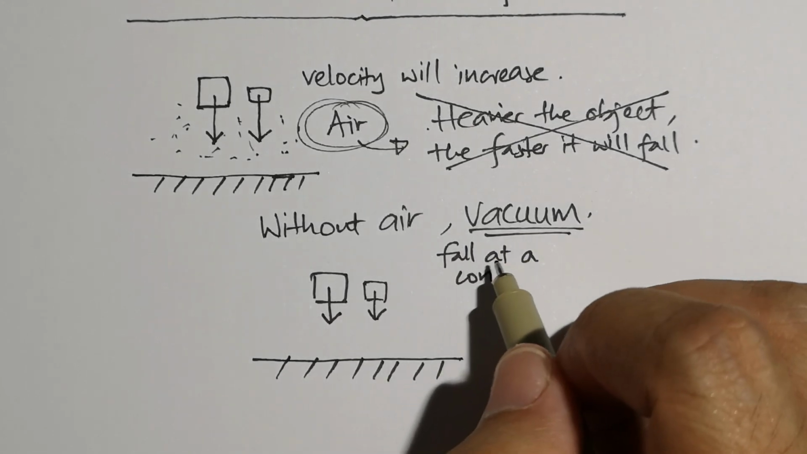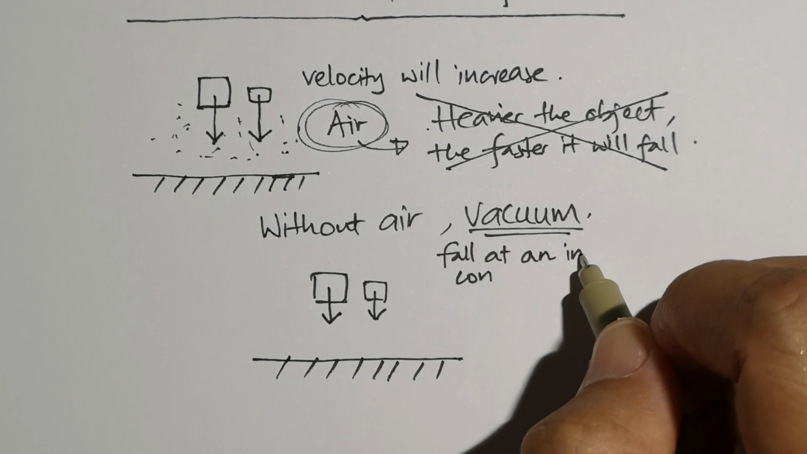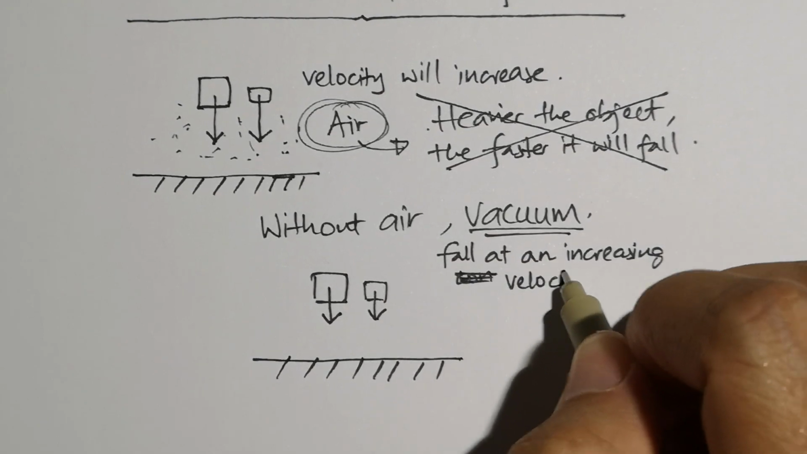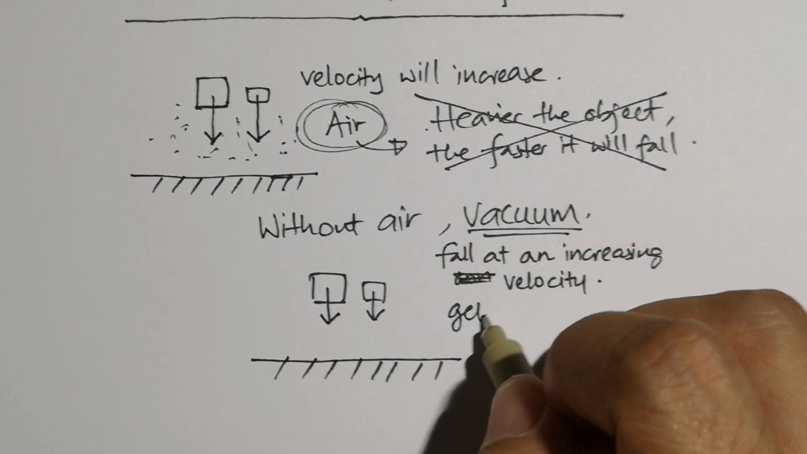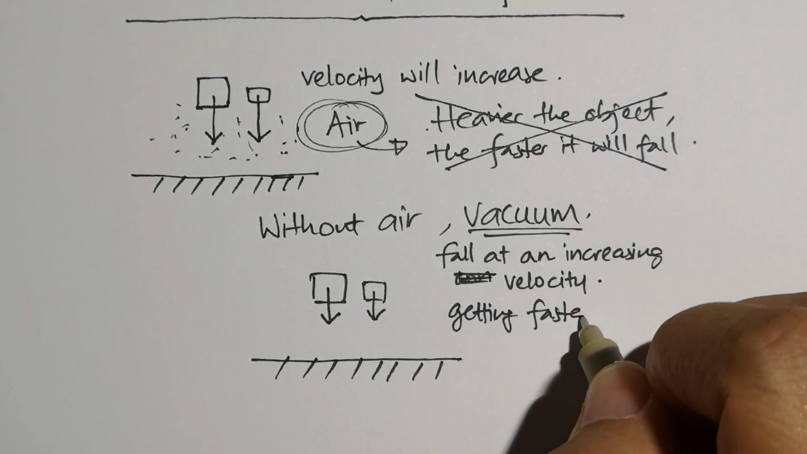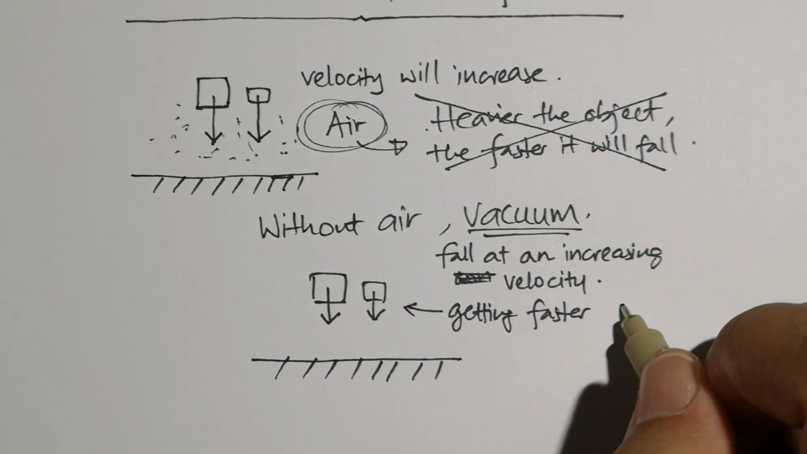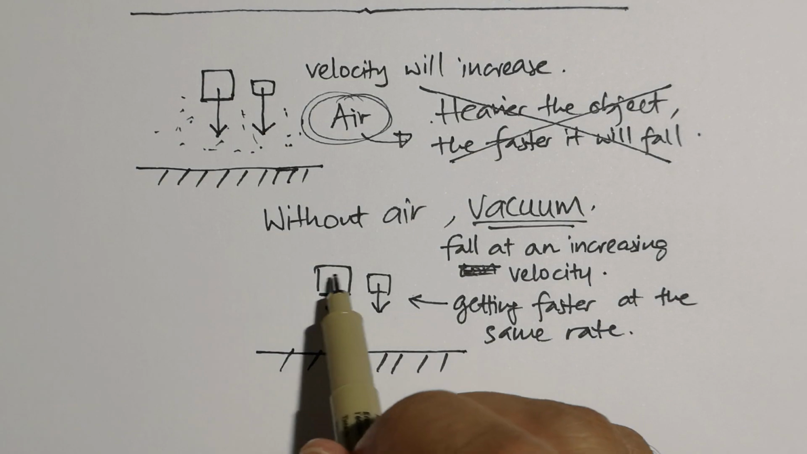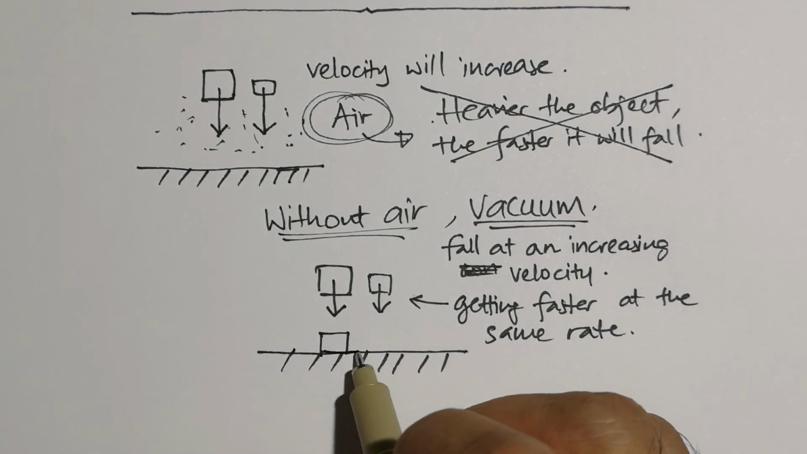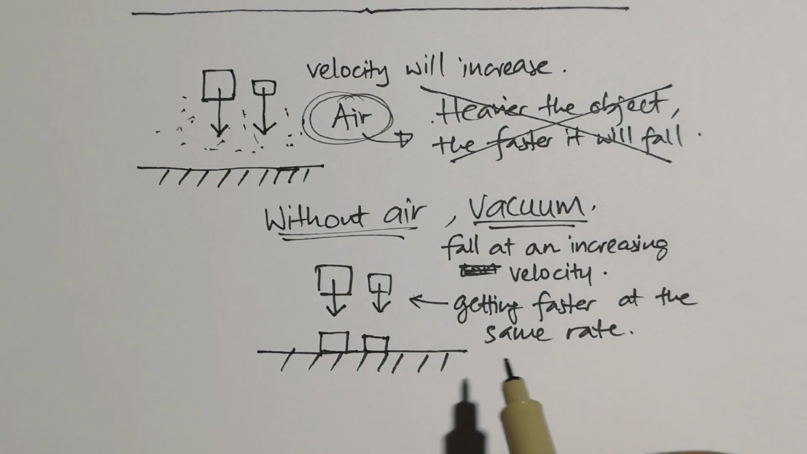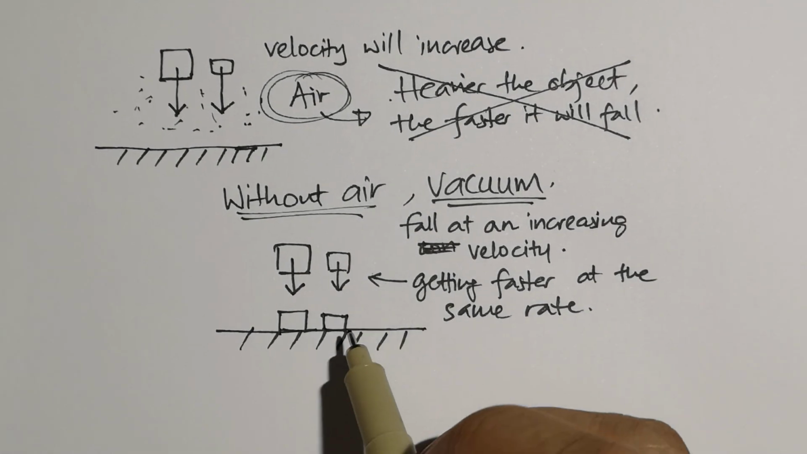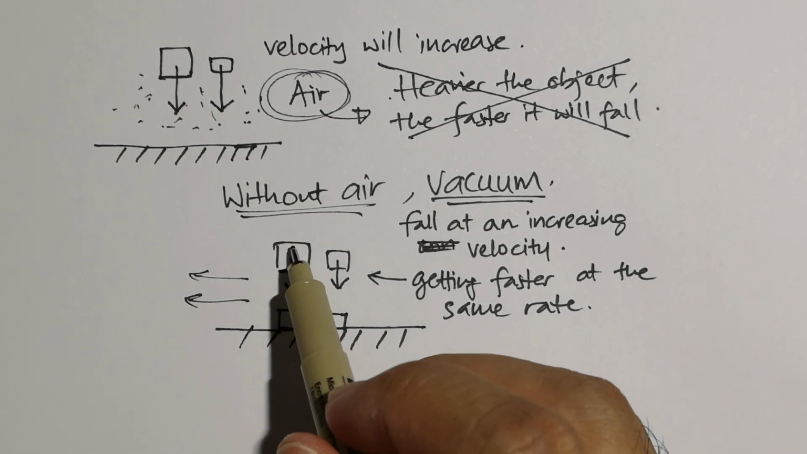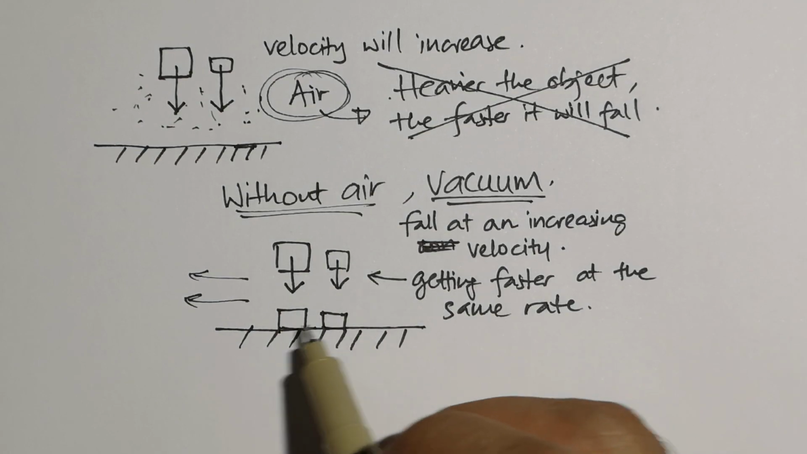Or should I say, fall at an increasing velocity, which means that it's getting faster. And both of them are getting faster at the same rate. That means if there is no air, it takes the same amount of time for these two objects to reach the ground. And I show you through a video where all the air is taken out in the vacuum chamber, and you see how the bowling ball and the feather fall at the same rate.